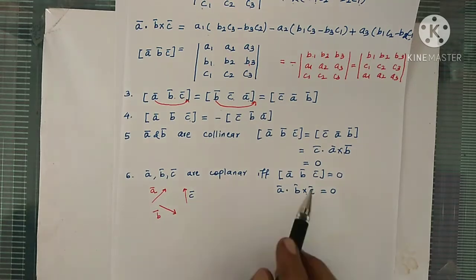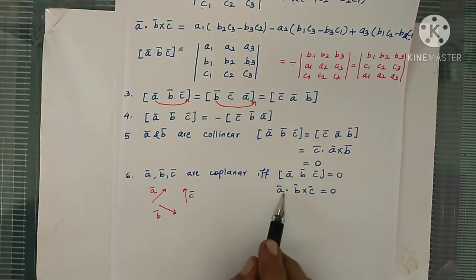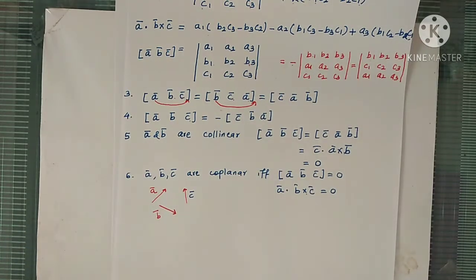Now conversely, if the scalar triple product is 0, that means A bar dot B bar cross C bar is 0. That means A bar is perpendicular to B bar cross C bar. But B bar cross C bar is already perpendicular to the plane of B bar and C bar. That means A bar lies in a parallel plane of B bar and C bar, or in the same plane. That means they are coplanar.